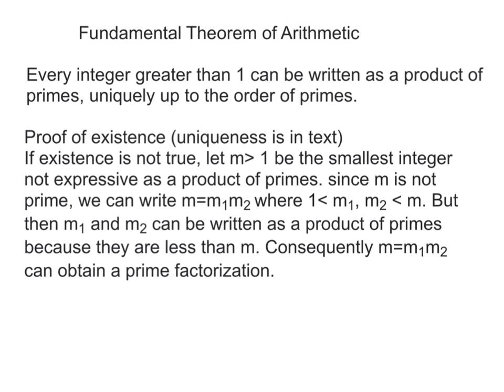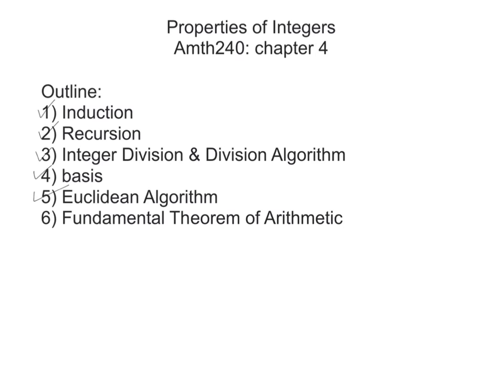If existence is not true, then let m greater than 1 be the smallest integer not expressible as a product of primes. Since m is not prime, we can write m = m1 m2, where m1 and m2 are between 1 and m. But then m1 and m2 can be written as a product of primes because they are less than m, and m is supposed to be the smallest number. Consequently, m = m1 times m2 can obtain a prime factorization. And this is where we will finish.